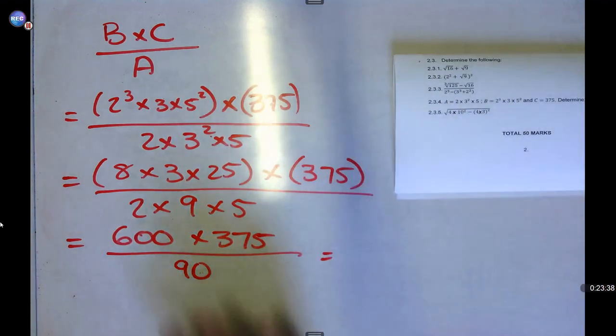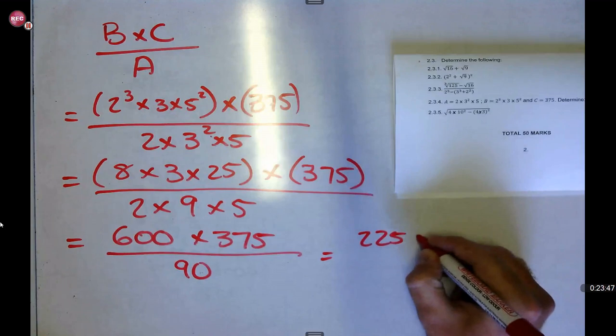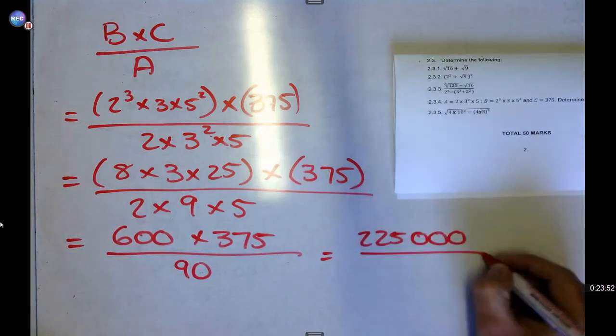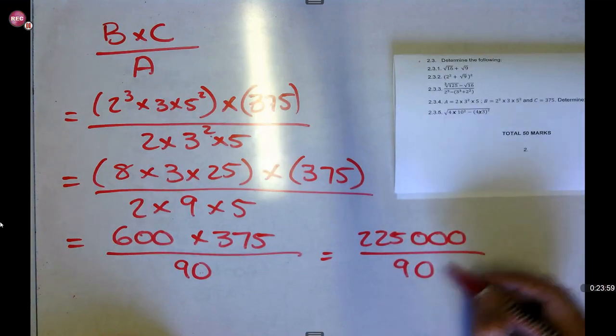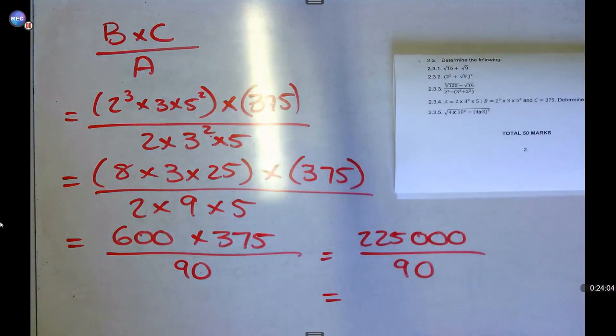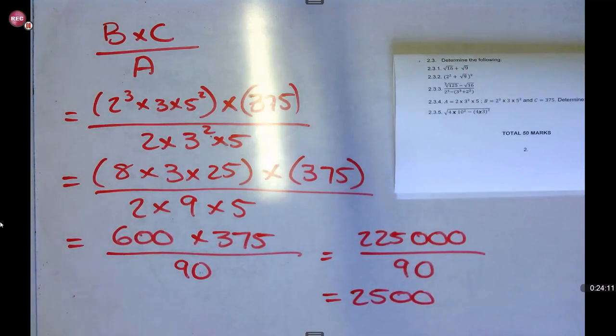Moving over, so 600 multiplied by 375 would give me 225,000 over 90. And if you divide this by 90, it will give you a total of 2,500. And there you've solved the question.